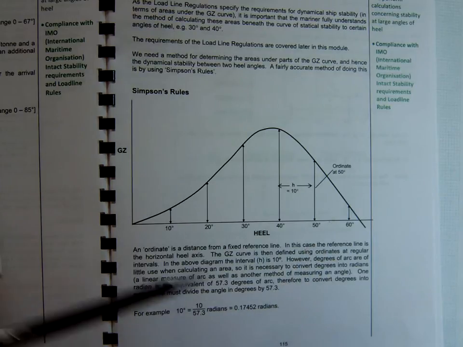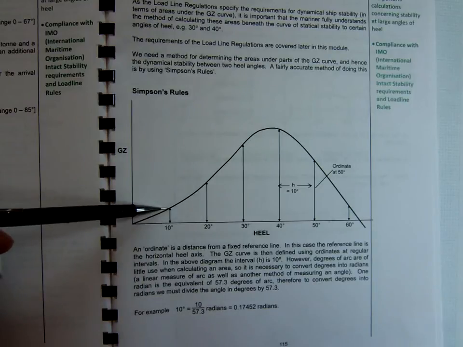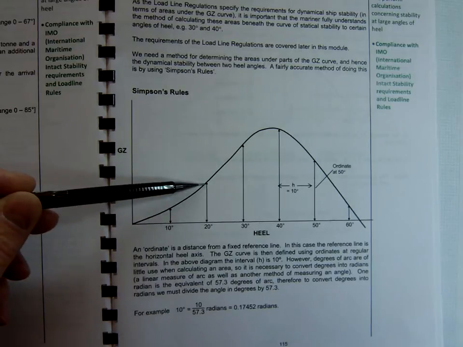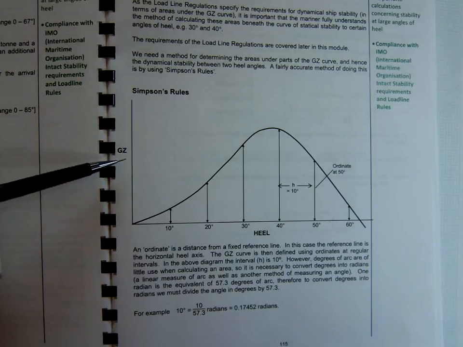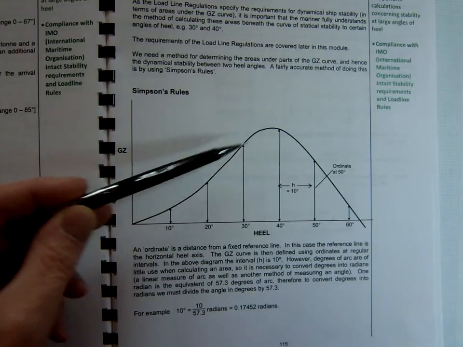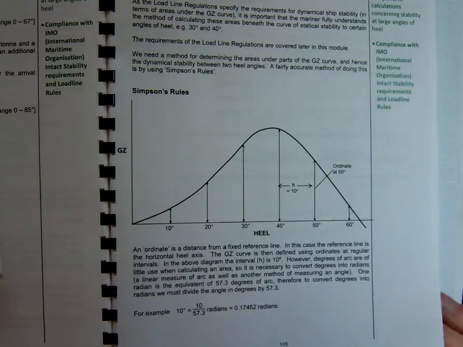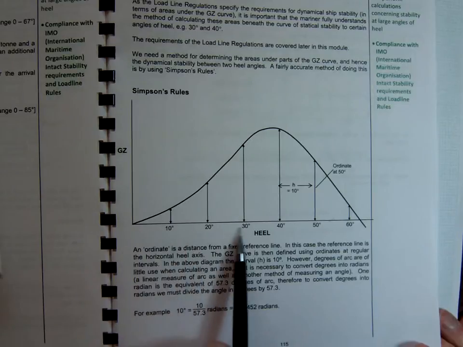Okay? The ordinate is measured from the baseline to where the ordinate touches the curve. So at 20 degrees it would be measured from 0 to this point here on the curve. On the left hand side, these are the values of GZ. So this is the GZ curve that we're going to find the area under. So there are all the values of the ordinates, and then we have the common interval. It says here that an ordinate is a distance from a fixed reference line. Well, our fixed reference line, of course, is the line here.